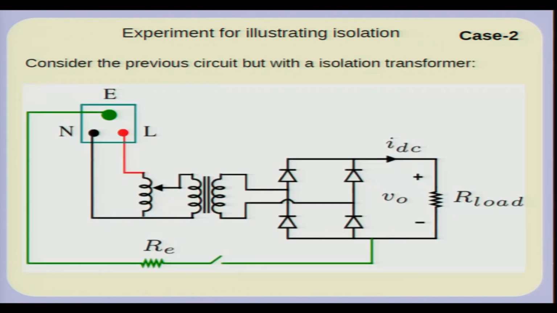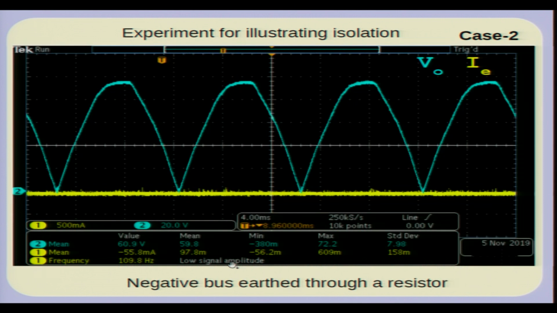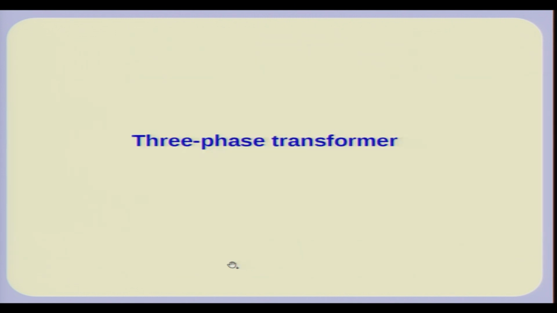So you can also try this experiment using a transformer, and you will see no current is flowing through this even if you switch on this. So this is an interesting aspect about isolation. Of course, I mentioned to you in the previous lecture that most of the transformers which we use are in fact 3-phase transformers for power supply systems.